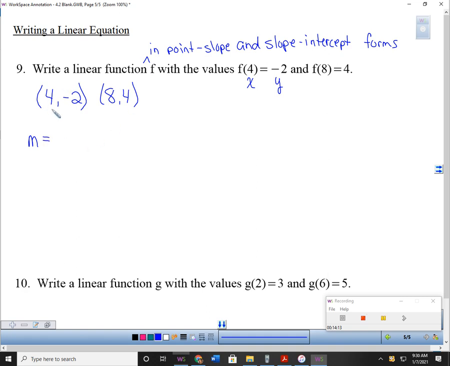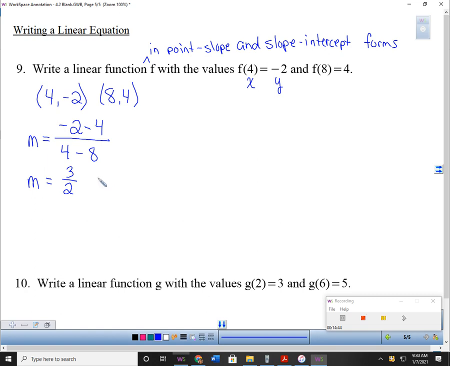All right, I have a negative in this point, so I'm going to do this one first. So I've got negative 2 minus the y value here, 4, over, and then I'm going to take that x value, 4 minus 8. So on top, that would give me negative 6, and on the bottom, I would end up with negative 4, so 6 over 4, which is 3 over 2.